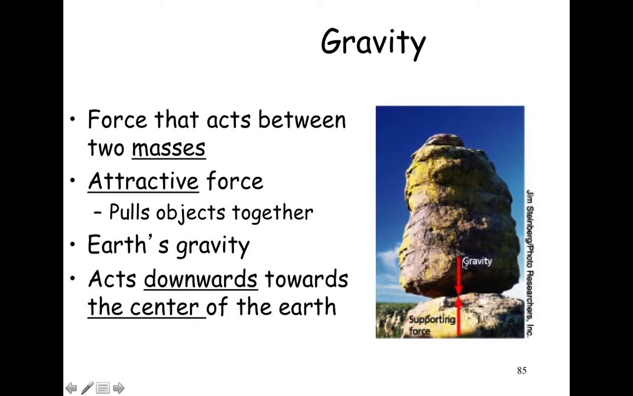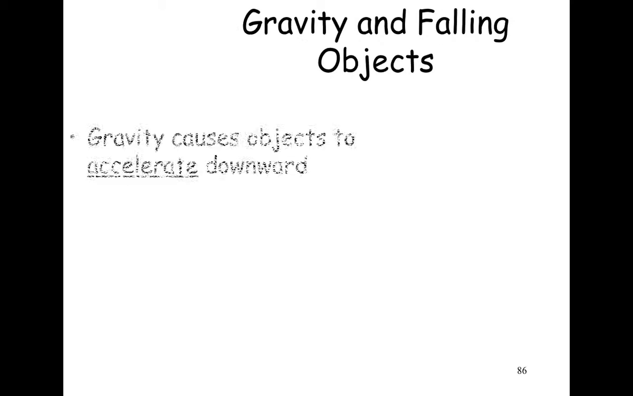So gravity with this boulder is pushing it downwards, but it is balanced. This is a balanced set of forces that is counteracted by the supporting force of the rock underneath it. If that underneath supporting force didn't occur, then the rock would fall and be accelerating. And we already talked about how to solve those free fall problems. Gravity causes objects to accelerate downward.